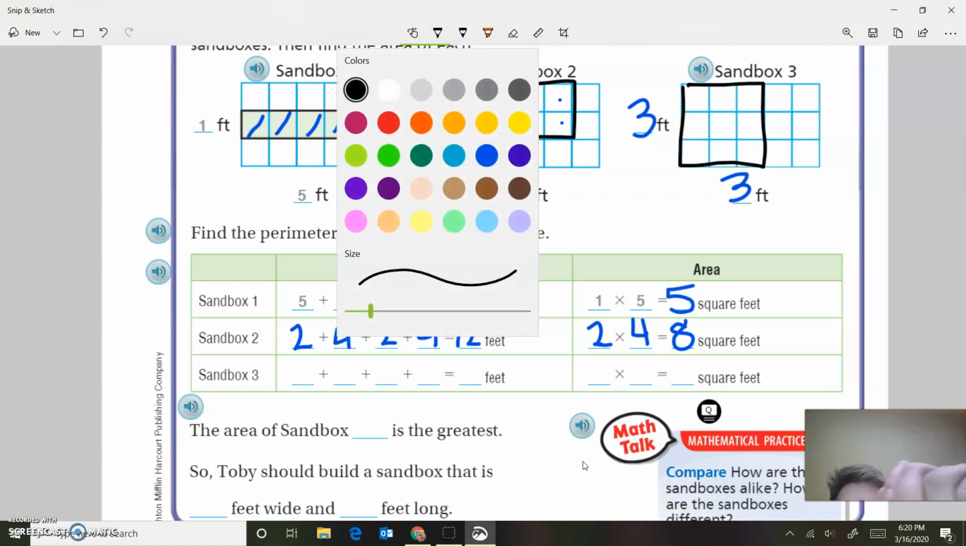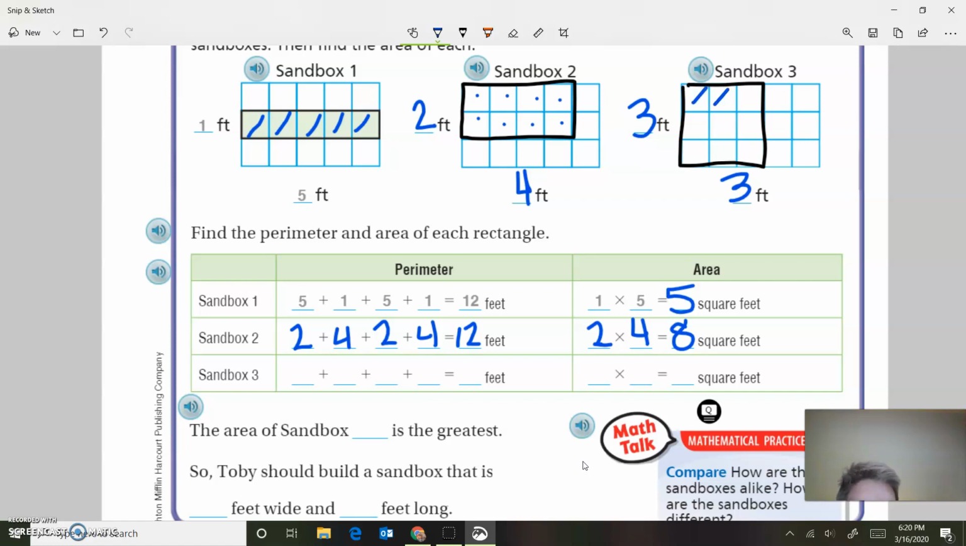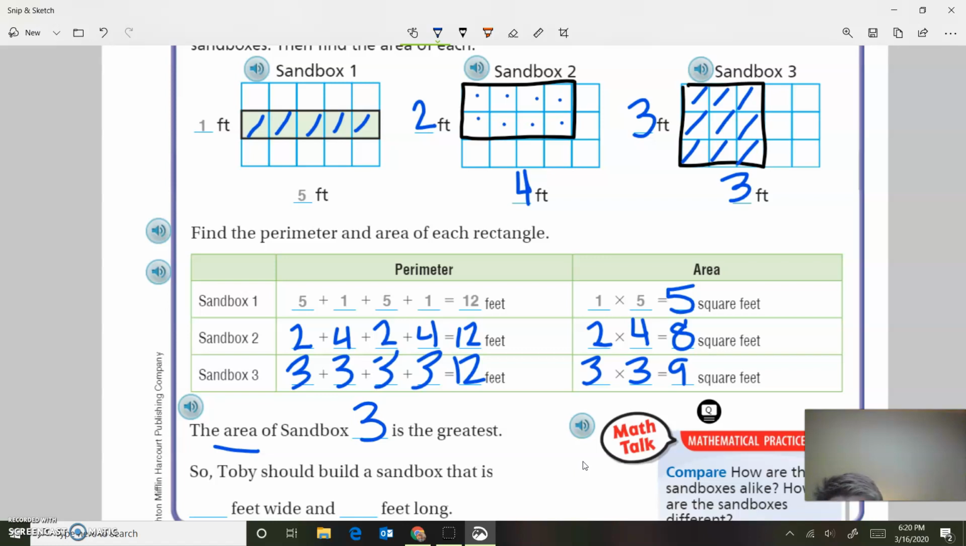All right, I'm like Professor Burger. And I can quickly count that or multiply, whatever you want. I got 9. How about you? So let's just double check here. 3 plus 3 plus 3 plus 3 makes 12. Success. 3 by 3 equals 9. 9 square feet. We're not going to be able to make another sandbox. That's the best we can do. 9 square feet is the largest area. So the area of sandbox 3 is the greatest. So Toby should build a sandbox that is 3 feet wide and 3 feet long.